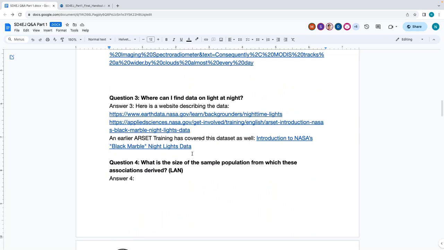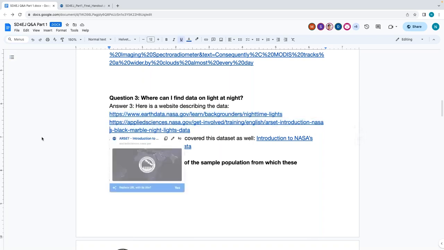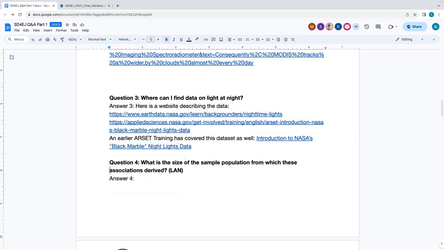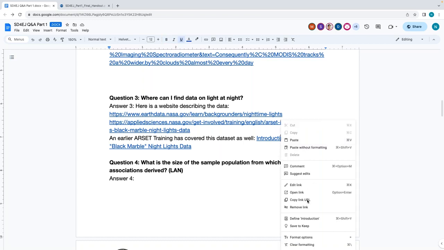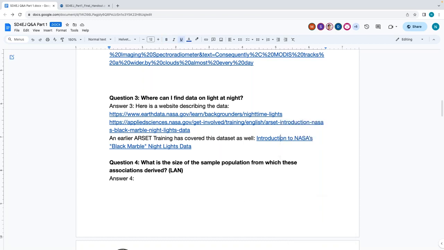Where can I find data on light at night? So there is a website describing the data at NASA Earthdata. There's what's called a backgrounder, which gives information about the data itself and how to download it. And we have also actually had an RSED training on accessing the light at night, the Black Marble night lights data. And we've included the link here, and we can put that in the chat, I believe.